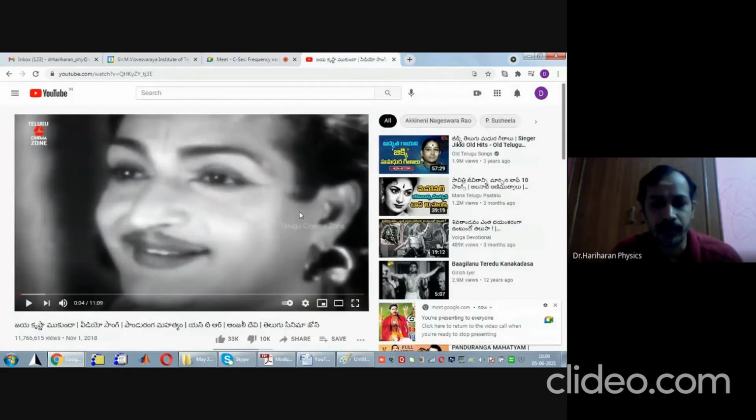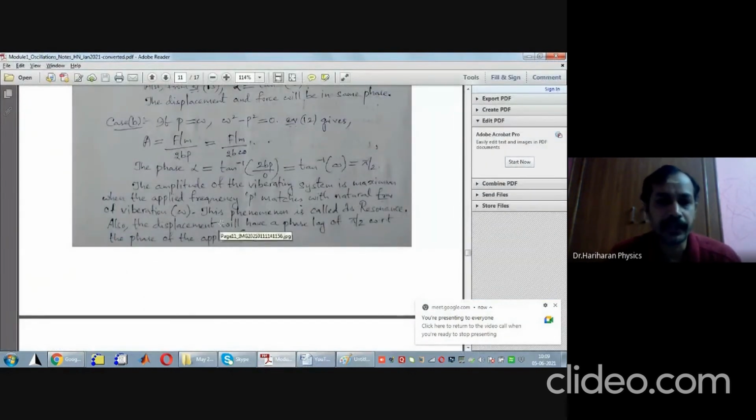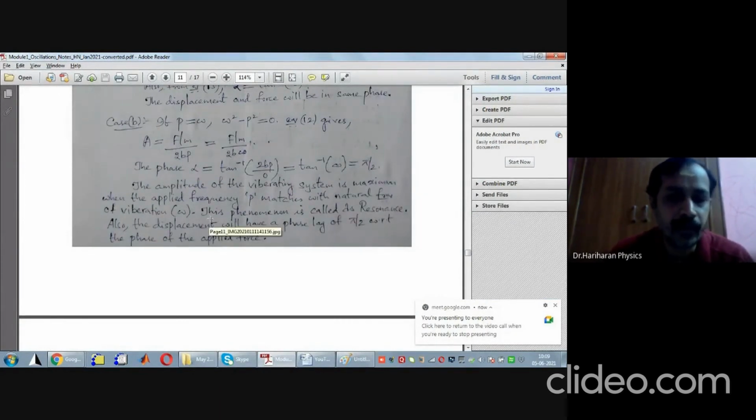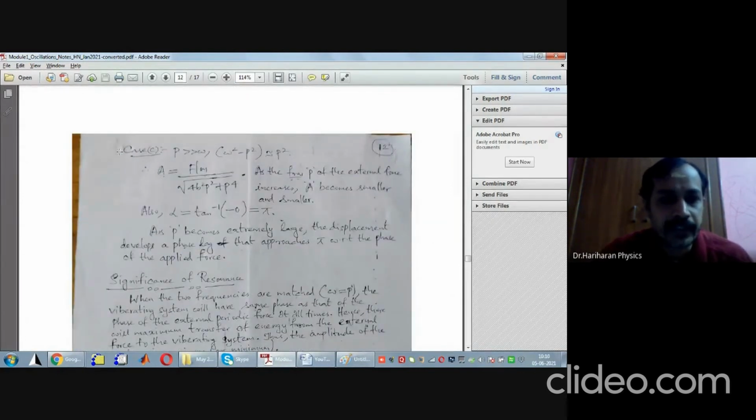Now we'll move on to the third case. What is the third case? What resonance is, is clear. If the applied frequency matches the natural frequency of vibration, then the amplitude of the vibrating system is going to be very high. There will be a maximum transfer of energy between the applied force and the system. Next, what happens? Case 3. What is case 3? If the applied frequency happens to be far higher than the natural frequency of vibration.